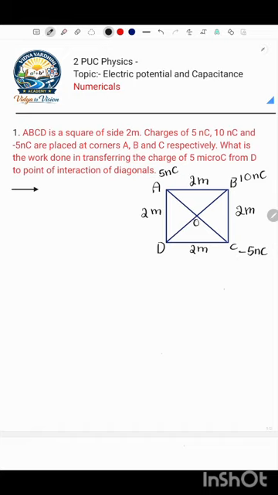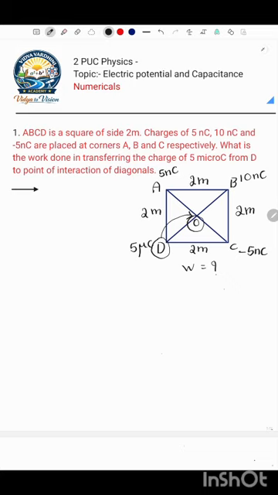They have asked what is the work done in transferring a charge of 5 microcoulomb. This charge we have to transfer from position D to position O, the intersection of the diagonals. From here to here we have to transfer this charge. What is the work done in transferring this charge? That is, W is equal to question mark, that we have to find out. Clear?